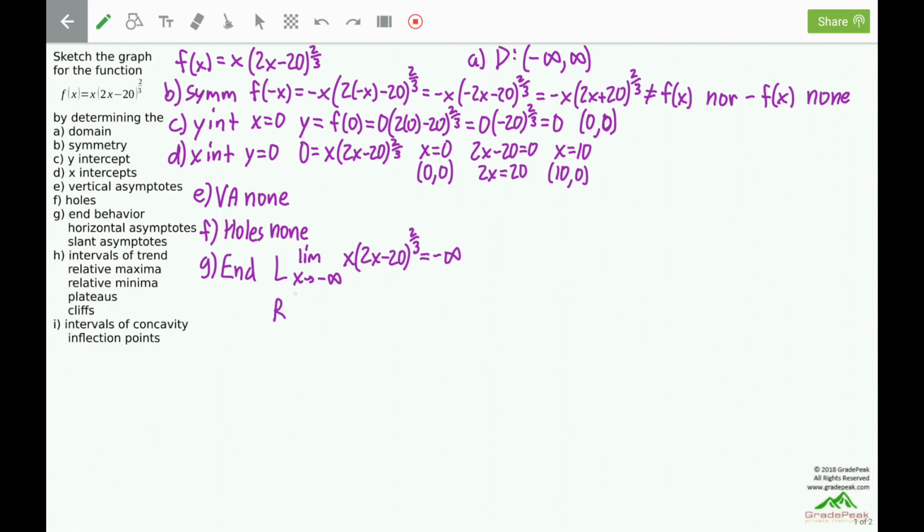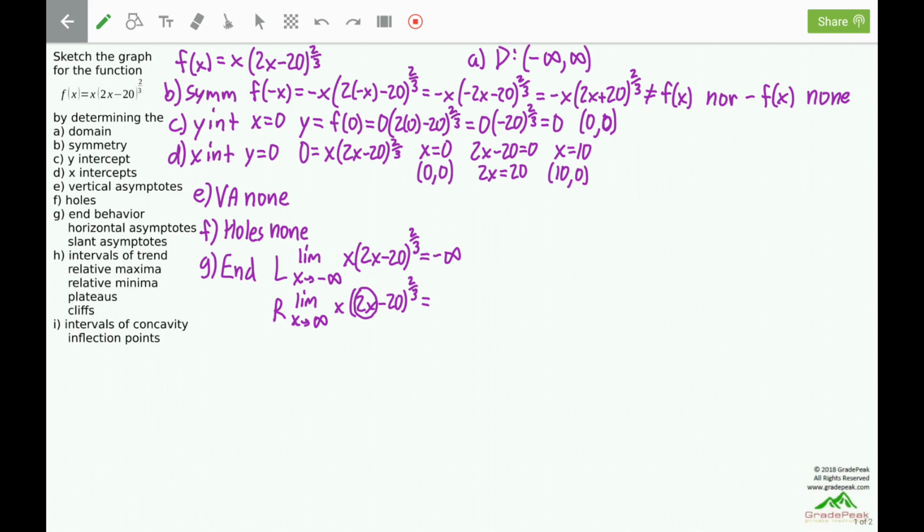We can determine the right end behavior by taking the limit as x approaches positive infinity of the function, x times (2x minus 20) to the 2/3 power. Only the highest power term matters inside of the fractional exponent, the 2x.